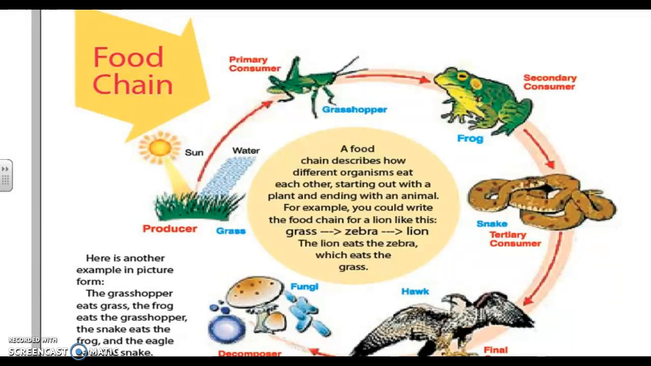What about humans? Which of these levels could we be? Think about what we eat. So if we eat plants, what level would we be? We would be primary. Good. If we eat, let's say I just had a hamburger for dinner last night. The cow ate the grass. I'm eating the cow. So that makes me a what? A secondary. Yes. So humans can change levels as well.